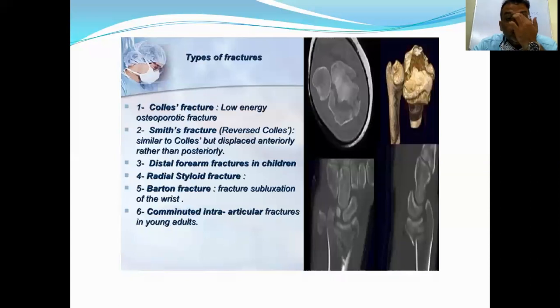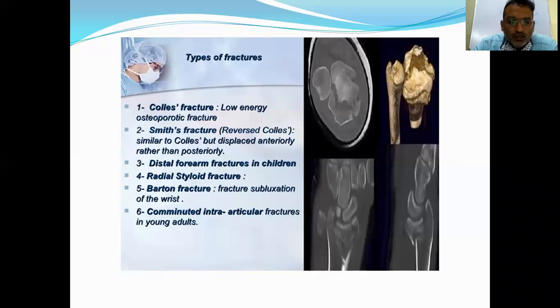So what are the types of fractures of distal radius? Distal radius includes these types of fractures. So Colles fracture, which is the most common type of fracture. Smith's fracture, which is reverse of Colles. Distal forearm fractures, radial styloid fracture, Barton fracture, and comminuted intra-articular fractures.